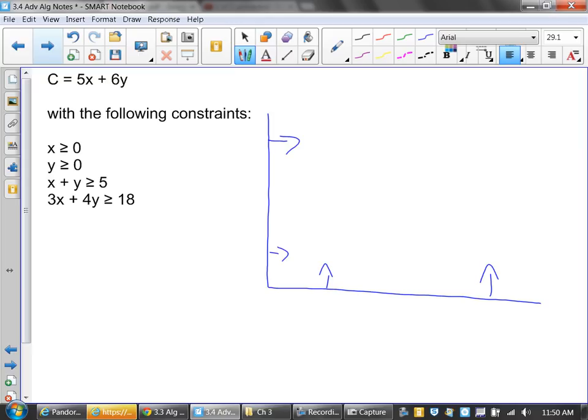The third inequality, I have x and y intercepts of 5. Do we agree? So it's 5, 0, and 0, 5. So is 0 plus 0 bigger than 5? No. So I'm shading outward. Okay? Everybody see that so far? Yes. All right. In the next one, I have an x-intercept of 6, a y-intercept of 4.5.